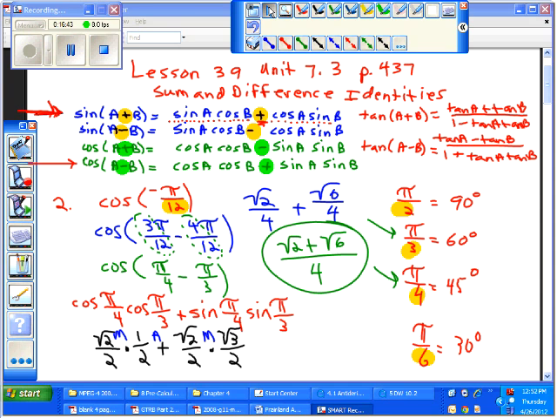Now, let's think for just a second. Is that really supposed to be positive? We did all that, but was it really supposed to be positive? Well, let's think about our quadrants. We're talking about negative pi over 12. That's going to be clockwise. It's going to be right in there. It's in quadrant 4. What about cosine in quadrant 4? It's positive. So we verified that it really is positive. Not bad to go back and check that, right? Okay. Any questions on number 2?